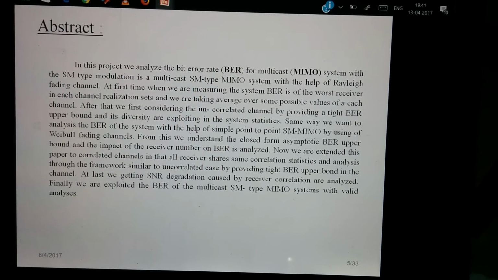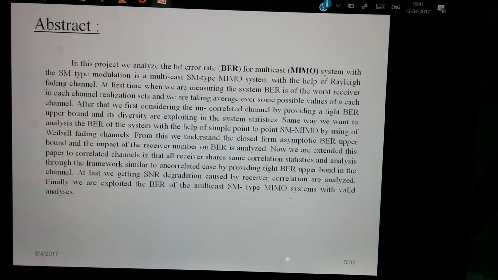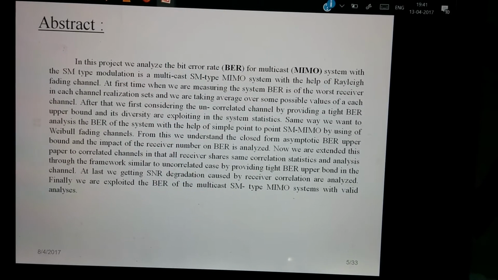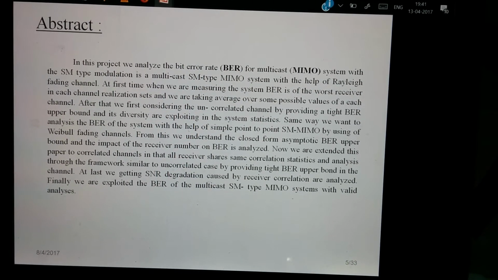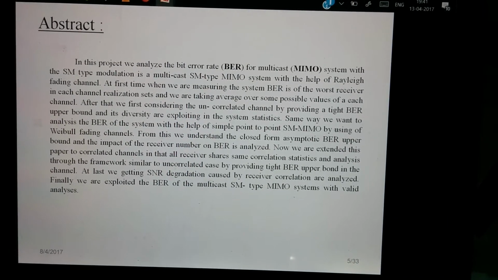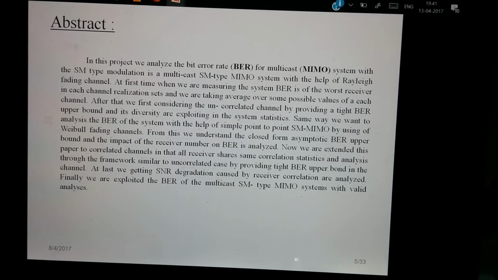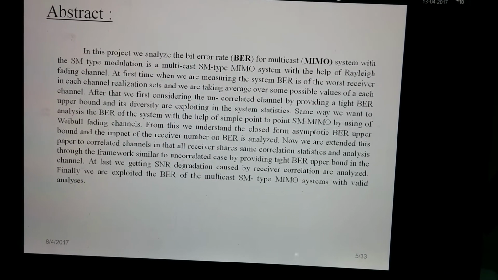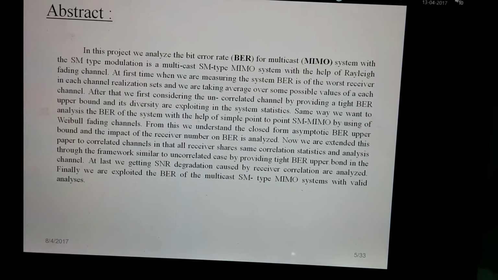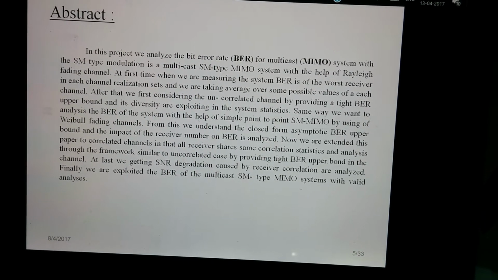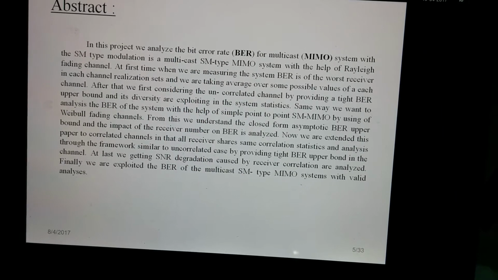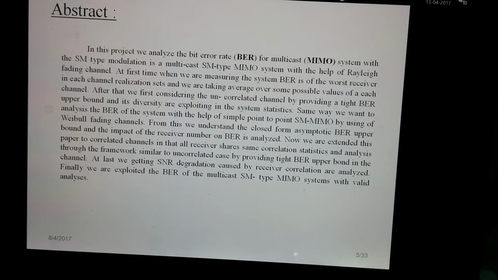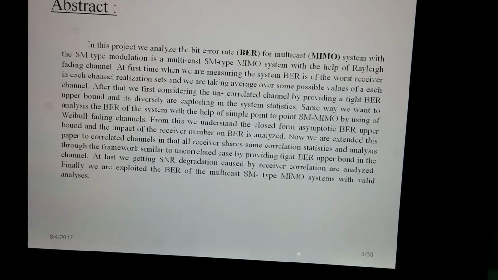At first, we will be measuring a worst receiver BER and taking it as a reference. And then we will be considering an uncorrelated channel whose BER will be compared with the reference, which is the worst BER of the receiver, and then an upper bound will be noted. The second step is considering a correlated channel, and the same process is done, and at last we get the SNR degradation caused by receiver correlation, and then we will be exploiting the BER of the multicast SM type MIMO systems with valid analysis.